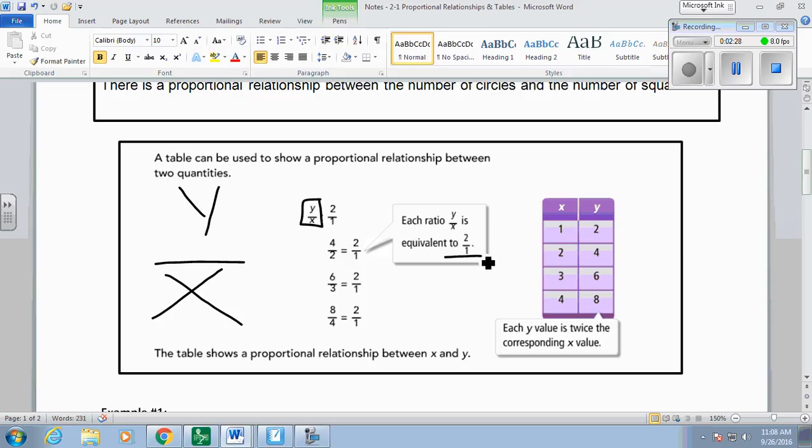If you look at your table, the x is on the left, the y is on the right. They have 2 to 1 as our original ratio. Then they took and put 4 to 2, 6 to 3, 8 to 4, and reduced them all down to 2 to 1. It goes on to say that each y value is twice the corresponding x value. And you can see that moving along this way, twice, twice, and twice. And again, because we can see that, the table shows a proportional relationship between x and y.